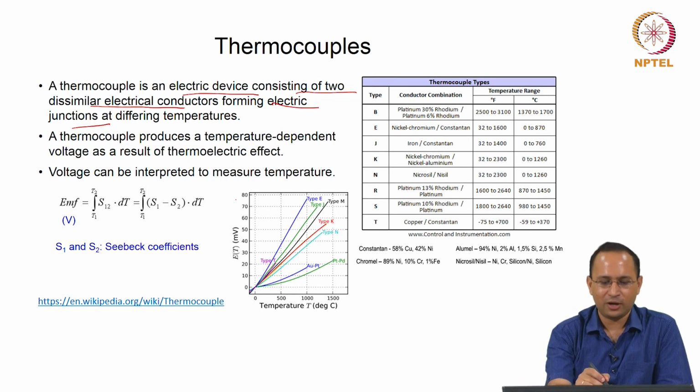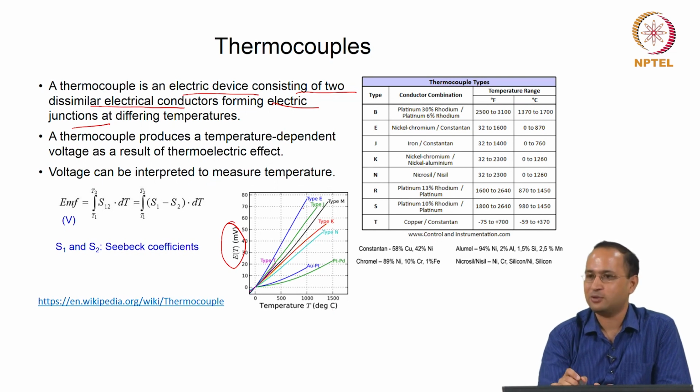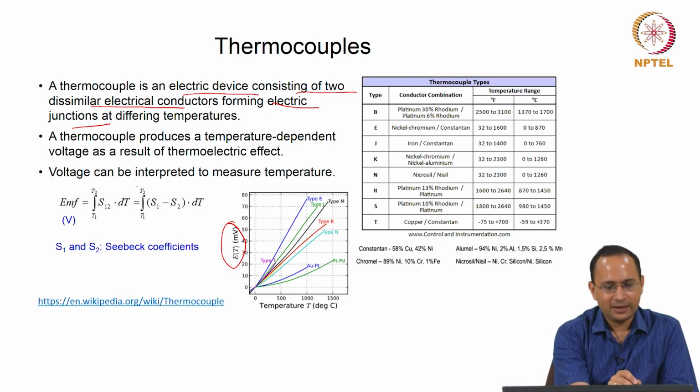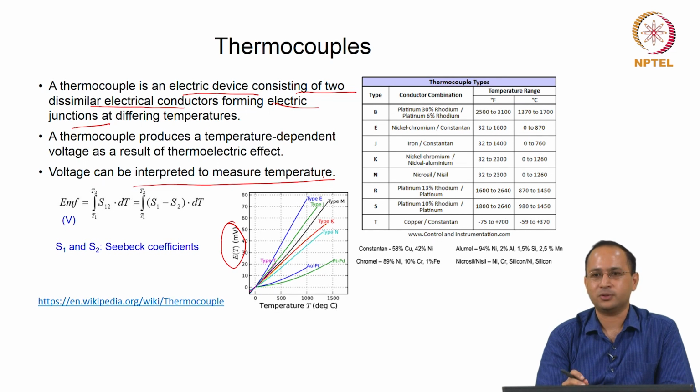You can calibrate it like this, here you have a voltage plotted against temperature for different types of thermocouples, right. So, you know at what temperature you get what voltage. If you know that voltage, you can easily calculate the temperature. This is the characteristic function. As you see here, voltage can be interpreted to measure temperature. That is what we are doing in a thermocouple. We are measuring the voltage, and then using that voltage to calculate the temperature, right.